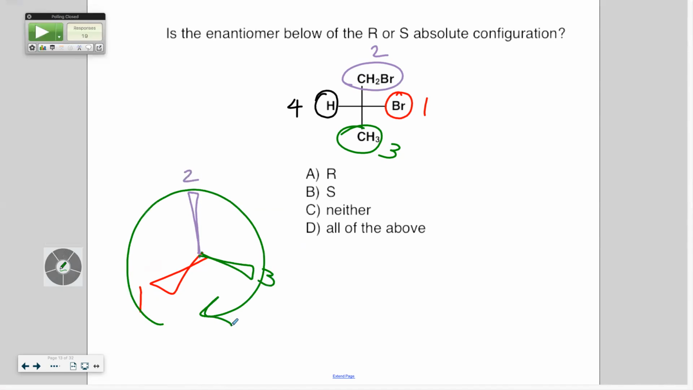So what is that? Okay. You got to know what that picture means, and you've got to orient number 4 away from you. That's the biggest thing for these.